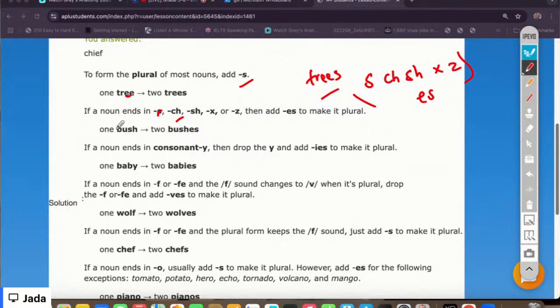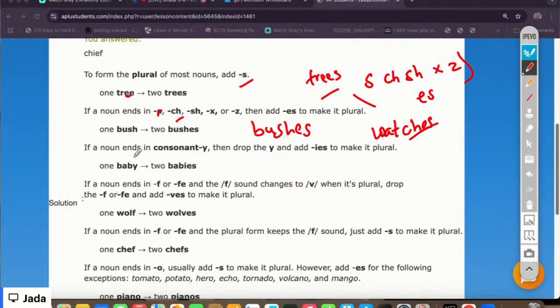Alright, so just like one bush, and then we have what? Bushes. Because it ends with sh, we add es. And just like when we have watch, we say watches to make it plural.